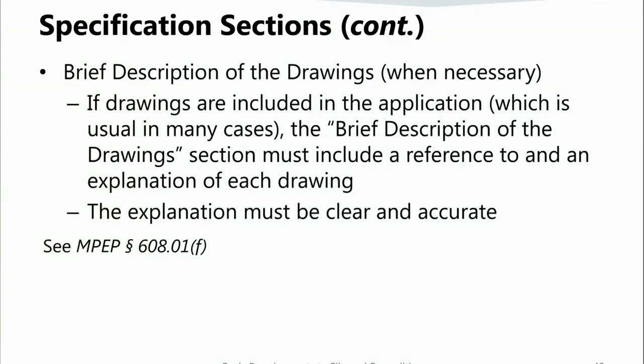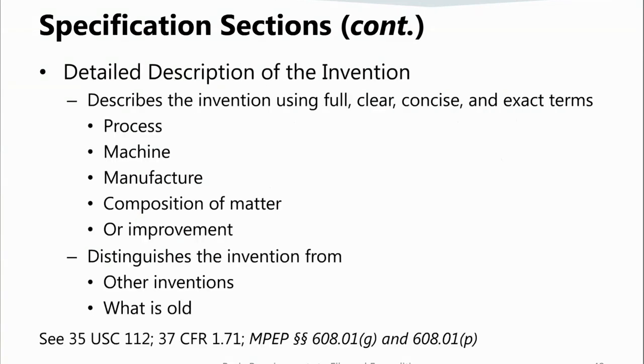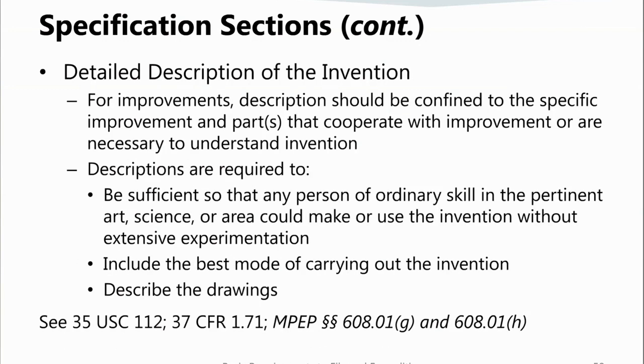A patent application without drawings is rare, but permissible if no drawing is necessary for an understanding of the invention. However, if drawings are present, then the specification must provide a brief but clear and accurate description of the drawings. The detailed description should use full, clear, concise, and exact terms, and provide sufficient detail to distinguish the invention from other inventions. The detailed description must be made with such particularity as to enable any person skilled in the pertinent art or science to make and use the invention without involving extensive experimentation.